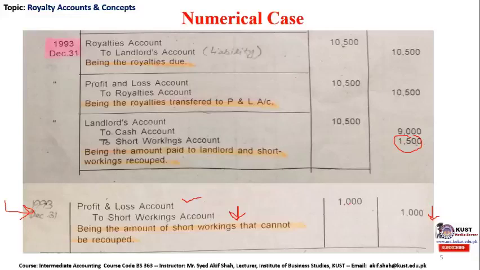So this is the entry to write off the short working if the company was unable to recoup this short working within due time. We can give a short narration by writing, being the amount of short working that cannot be recouped.